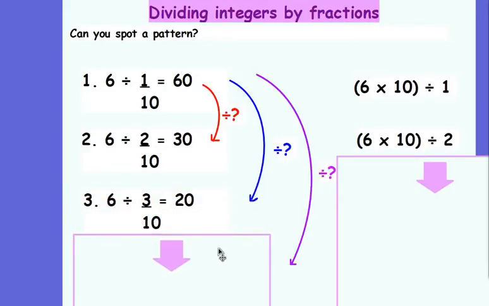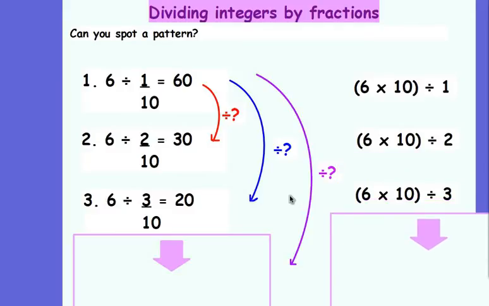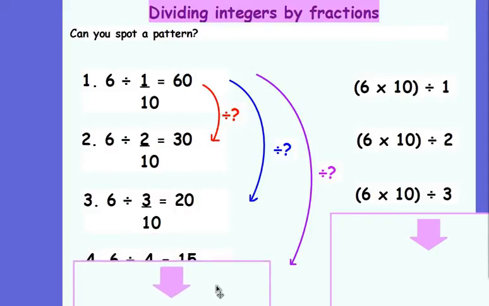Here's another one for you, question 3. I've got 6 divided by 3/10 equals 20. Pause the video, what's changed now and why? Okay, this time I can relate 6 times 10 gives me 60, and I can divide that by 3 to give me 20. Here's my 3, and I've divided it by 3 to give me my answer.